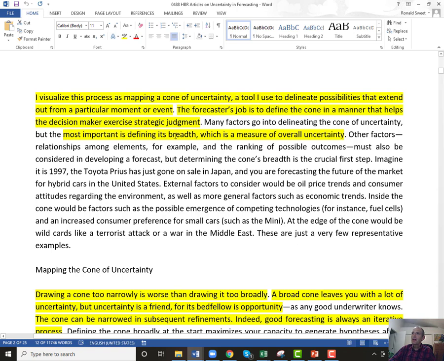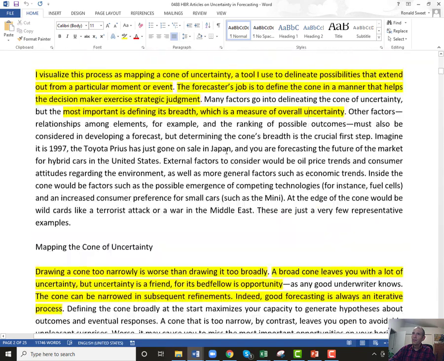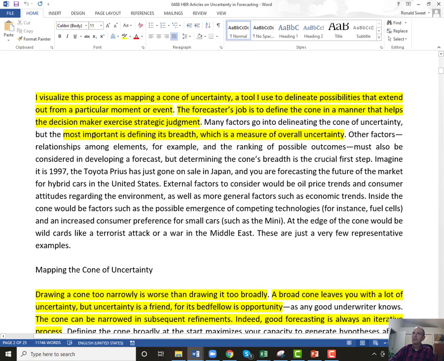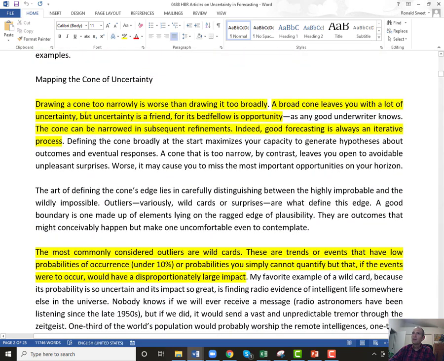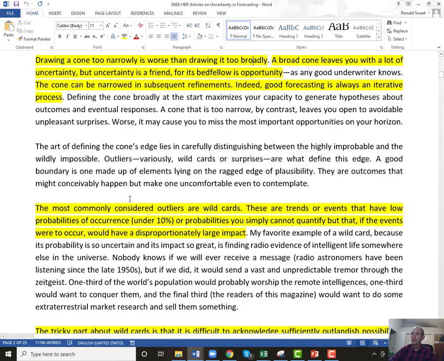Most important is defining its breadth, how uncertain you are. Most people are not honest enough on this because we're overly optimistic. Drawing the cone too narrowly is worse than drawing it more broadly. That's what I got from Doug Hubbard: when we say this is my 90% scenario, it's really more like 40%. You'll see that when you watch the Doug Hubbard video. The cone can be narrowed as you get more information, and that's one reason you pay for more information.